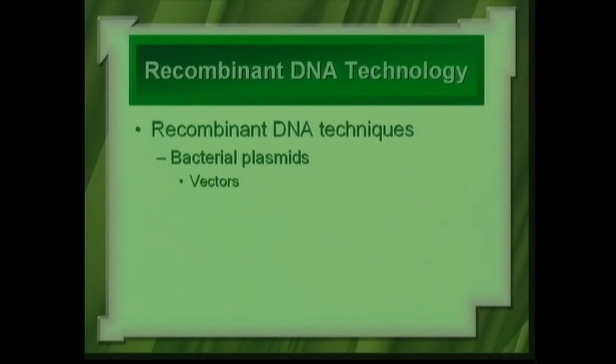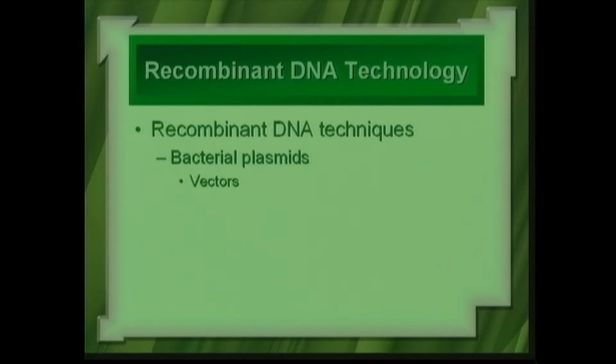Just like you can say a vector for a disease like malaria would be the mosquito, right? It's an animal or a living thing that actually moves the parasite from one person to the next to transmit it, and its life cycle is what causes malaria. So you can actually use these bacterial plasmids to move genetic material from one bacterium into another.